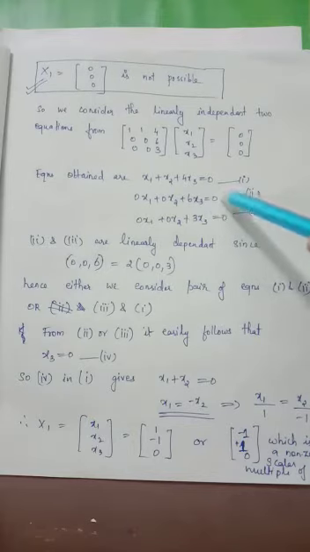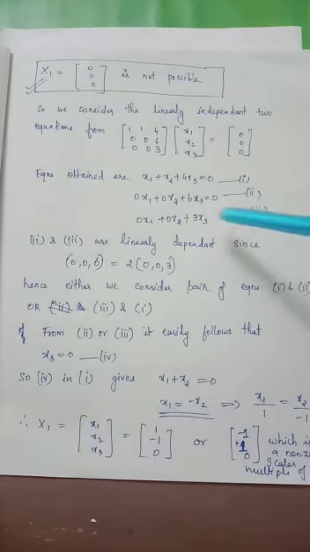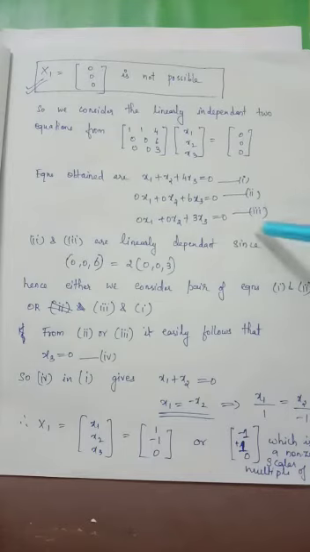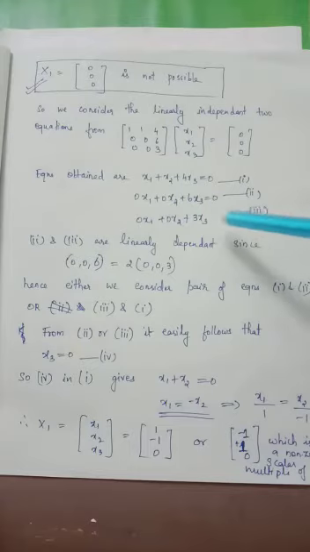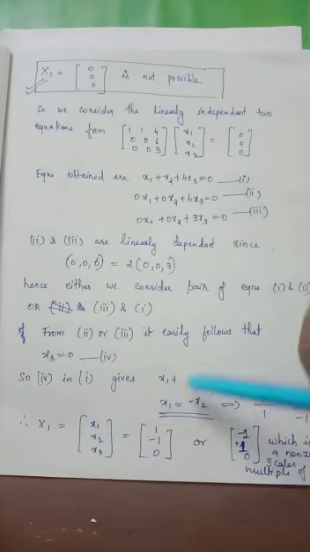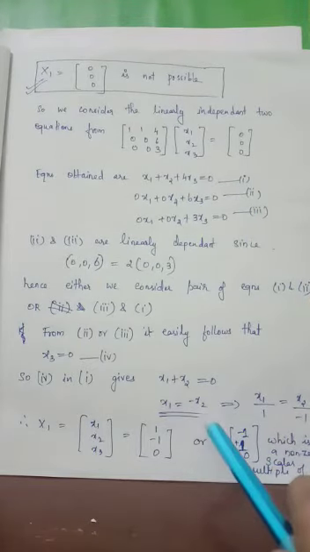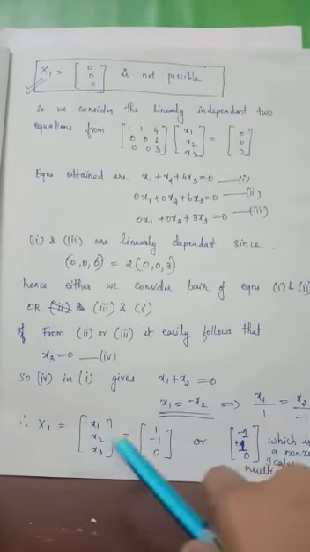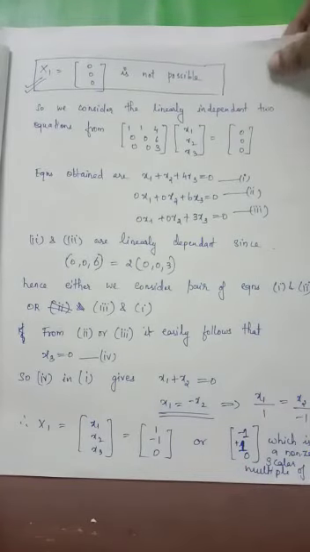From these two equations, you get x3 is equal to 0. Whether you consider equation 2 or equation 3, you obtain x3 equal to 0. When x3 equals 0 is substituted in the first equation, you get the relationship between x1 and x2. Looking at this ratio, you can easily write the eigenvector corresponding to the eigenvalue lambda equal to 2.